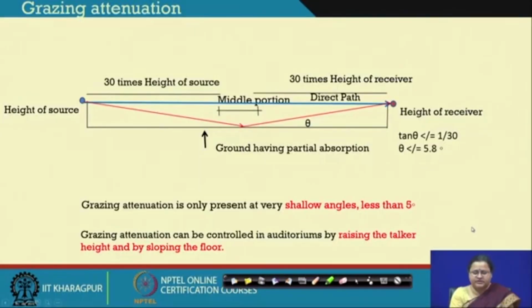So, this grazing attenuation can be controlled by changing the height. So, the source height can be changed or the receiver heights can be changed. So, by raking the floor or by changing the stage height, actually the things can be changed, the grazing attenuation can be avoided. So, if you go to books, you will see that with different heights of the stage and with different floor angles, actually this grazing attenuation can be tamed.